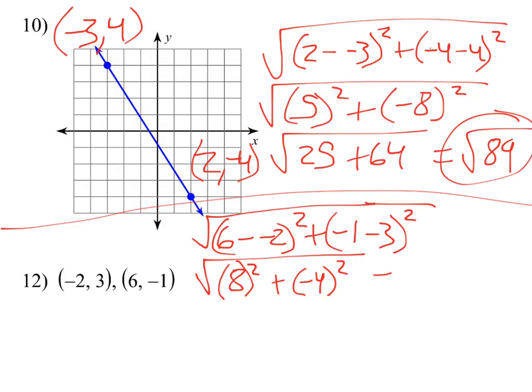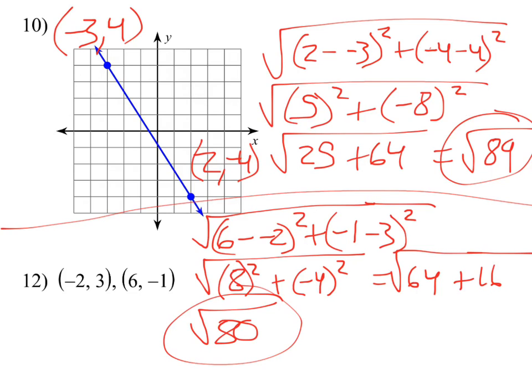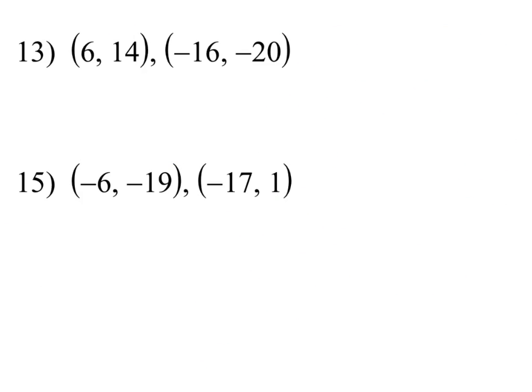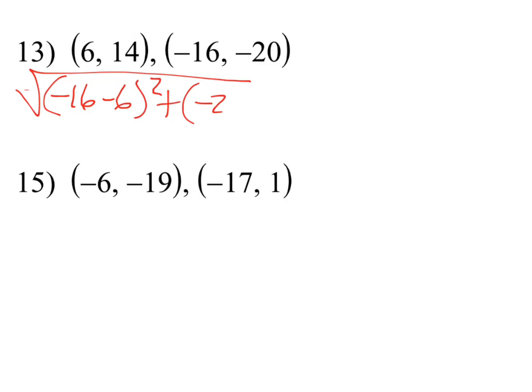If you square 8, you get 64. And if you square negative 4, you get 16. Add those up, you're looking at the square root of 80, which is going to be the answer for that. 13, again, just using the same old formula. I need to subtract my x's, so negative 16 minus 6, and square it. And then subtract my y's, negative 20 minus 14, and square that.